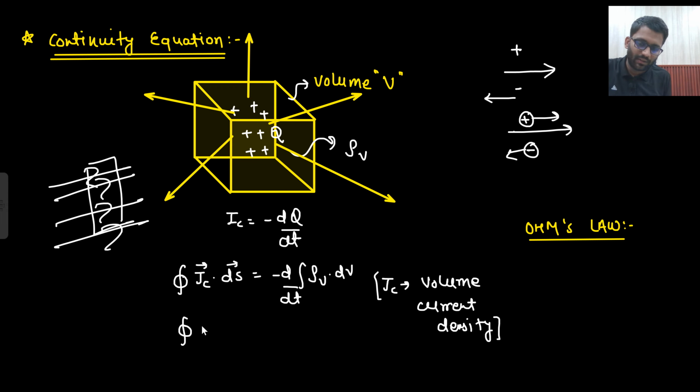Now I am writing this as it is. If I take this integration inside, if I take this differentiation inside, it will be converted into del. Why is that so? Why will it be converted into del?